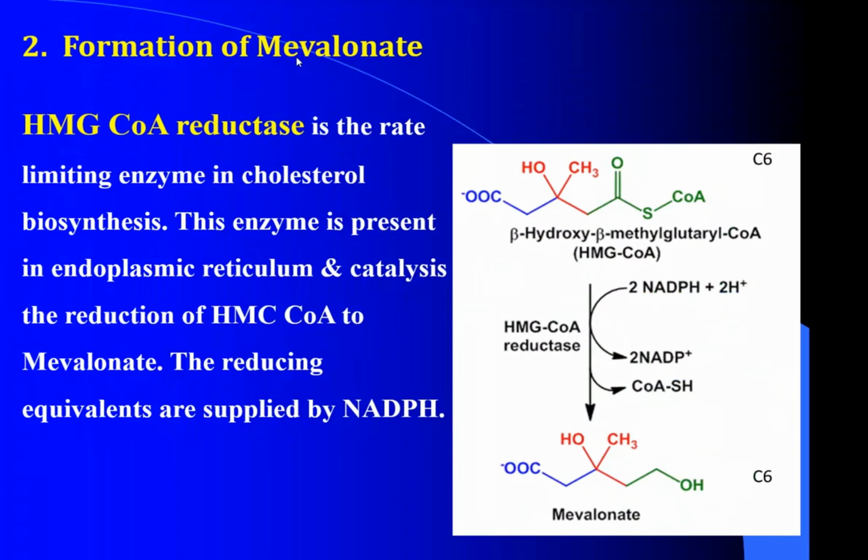Now, second is the formation of mevalonic acid, or mevalonate. How is mevalonate formed from HMG-CoA? HMG-CoA reductase is the enzyme which helps to convert HMG-CoA to mevalonic acid. Here also 2 NADPH are required, which are oxidized to form 2 NADP, and one molecule of CoA is released from here.